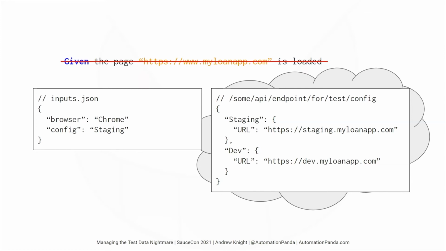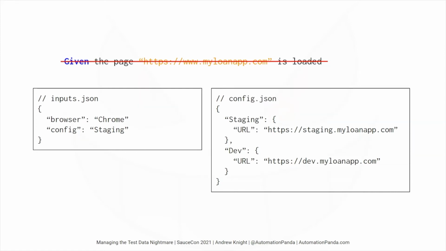If you want to be fancy, you could create a web service to provide config metadata. This would be especially helpful for keeping secrets like passwords safe. However, creating such an endpoint may be overkill for your needs. Either way, the test step can be rewritten to refer more generically to the web app. Automation can select the target environment using the inputs and config metadata.